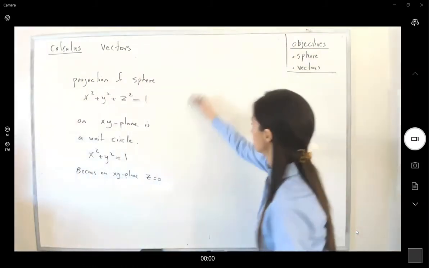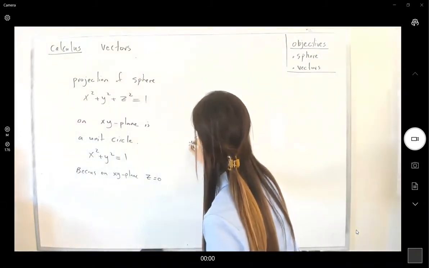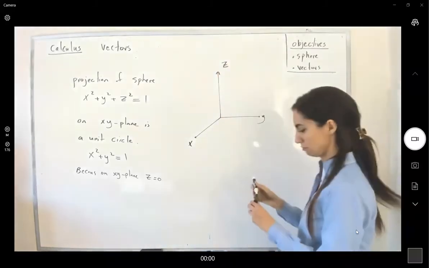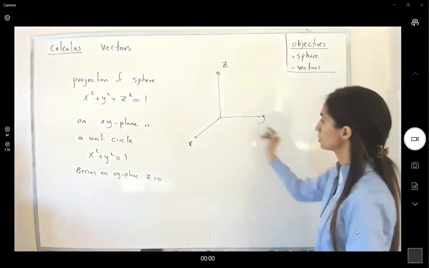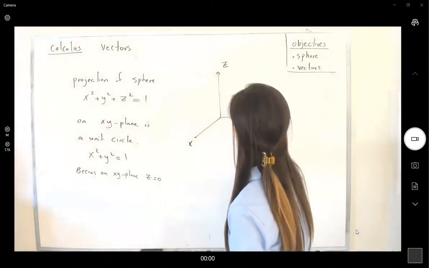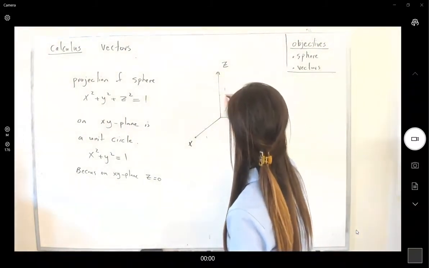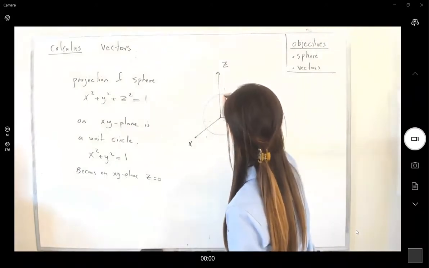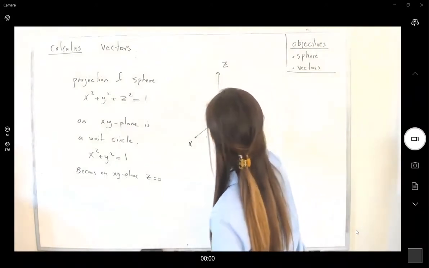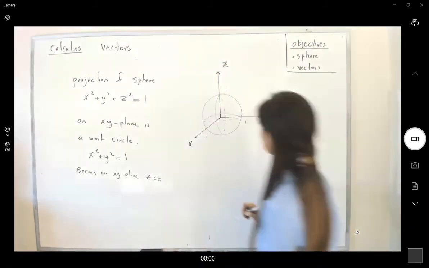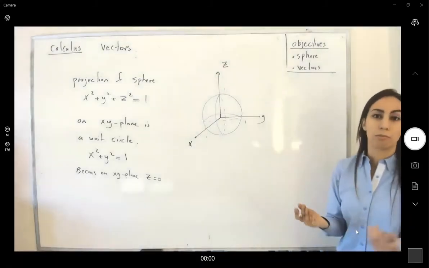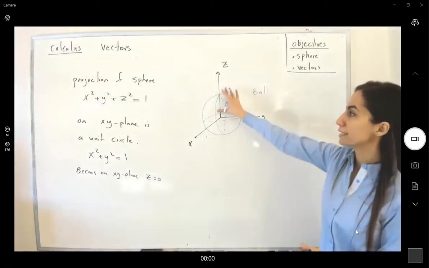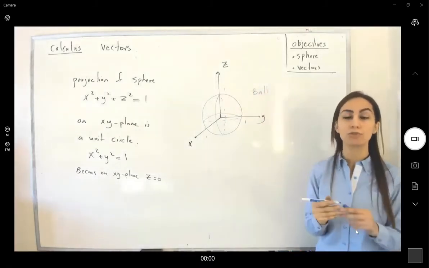So what are we doing? We are having a sphere in the space x, y, and z. This is your sphere. Unit sphere means that the radius is equal to 1. So this is an object. This is like a ball. So this is just x squared plus y squared equal to 1.